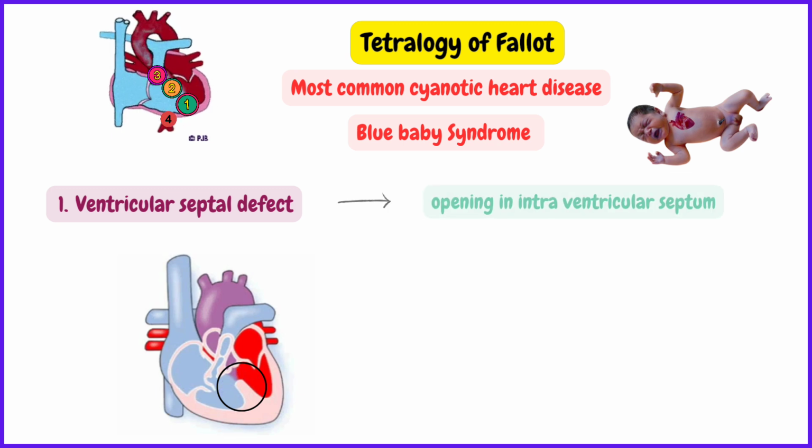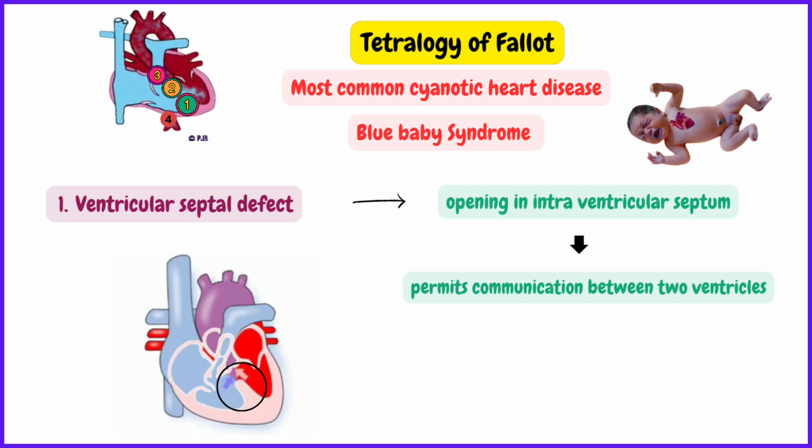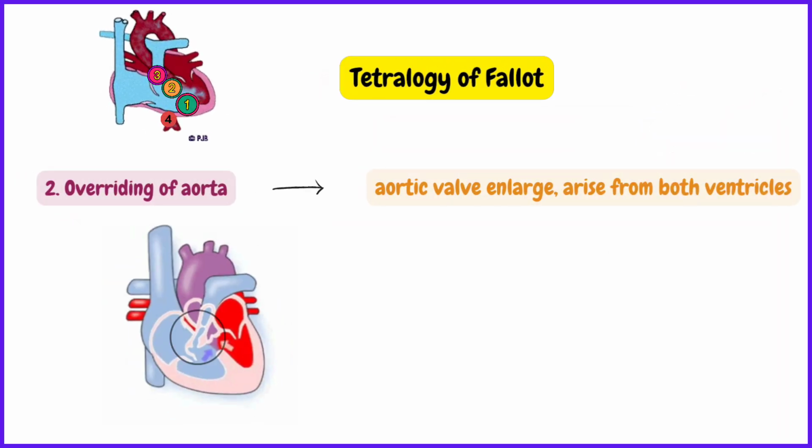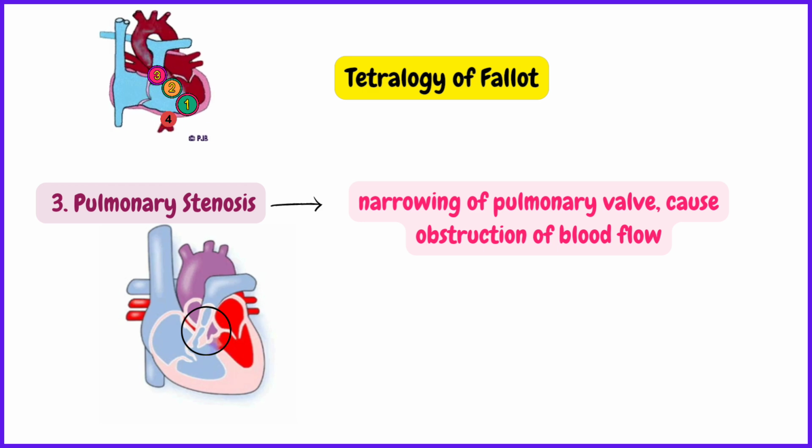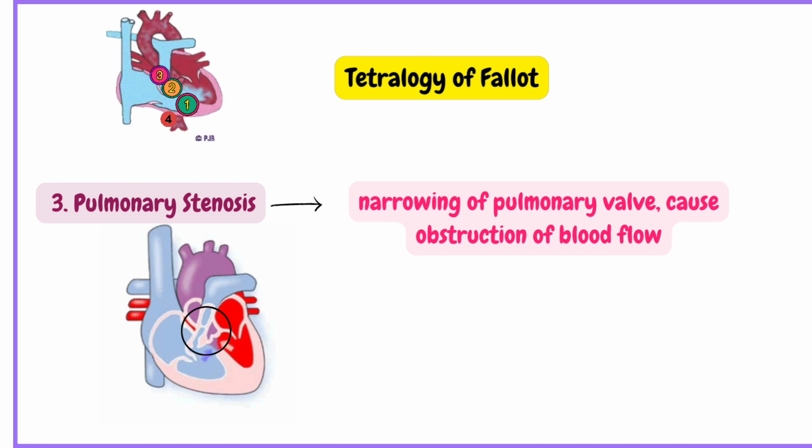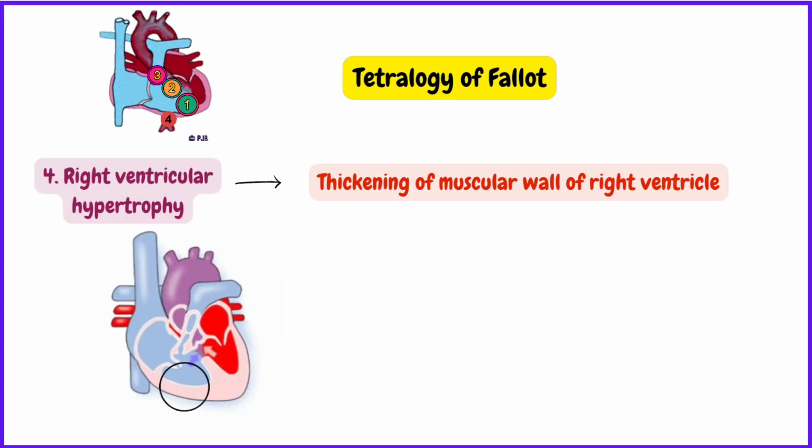Ventricular septal defect is an opening in the intraventricular septum that permits communication between two ventricles. Overriding of aorta is a condition in which the aortic valve is enlarged and appears to rise from both the left and right ventricles instead of the left ventricle. Pulmonary stenosis is the narrowing of the pulmonary valve and outflow tract that creates an obstruction of blood flow from the right ventricle to the pulmonary artery.